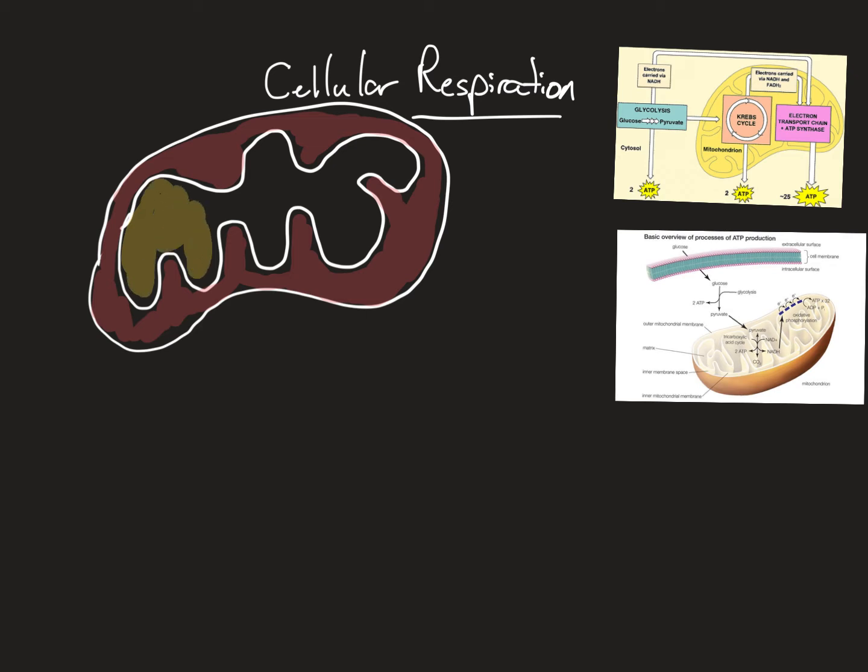So this matrix is important because, again, as always, when you're compartmentalizing, when you're separating, you're able to have two different sets of conditions. And by having two different sets of conditions, you're able to control what's going on. You can have one side have a low pH, for instance, another side have a high pH. So again, this is the matrix. And this is an intermembrane space.